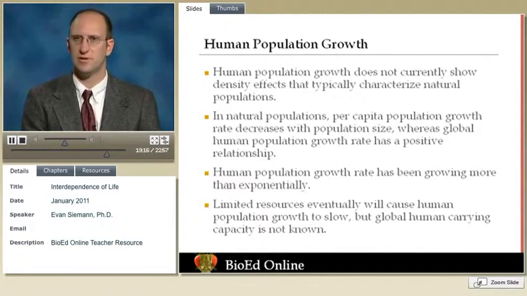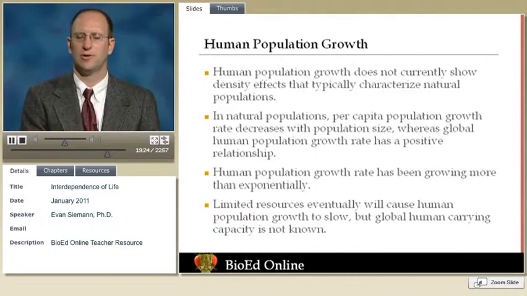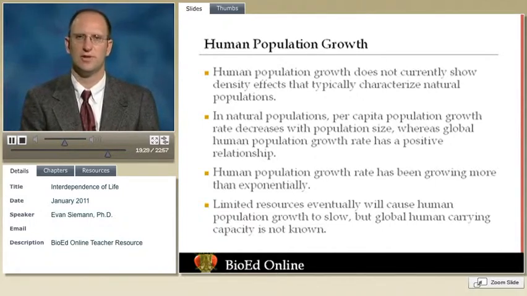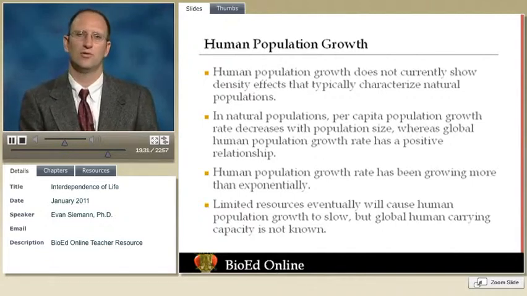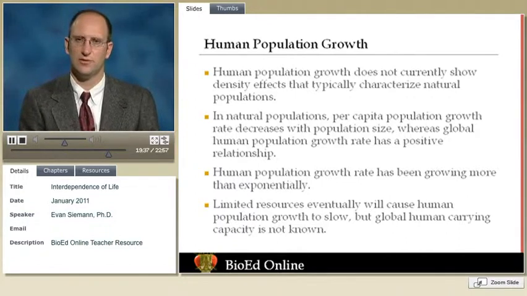Currently, human populations do not show this type of behavior. In human populations, the per capita growth rate has been increasing through time. At the same time, populations have been increasing in density. So rather than having negative density dependence for human population, there has been a positive density dependence.